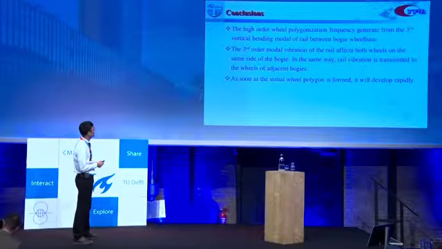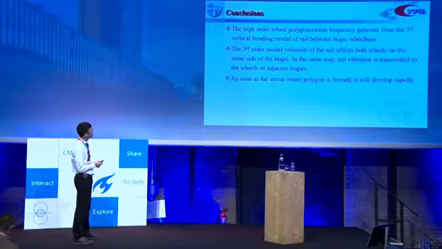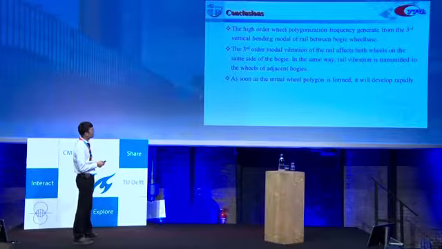Now we have conclusions. The high order wheel polygonization frequency is generated from the third bending mode of the rail between the bogie wheelbase. The third order mode vibration of the rail affects both wheels on the same side of the bogie. In the same way, the rail vibration is transmitted to the wheels of the adjacent bogie. And as soon as the initial wear is formed, it will develop repeatedly. That's all. Thank you.